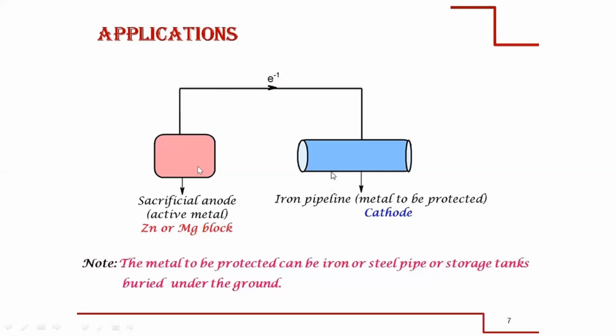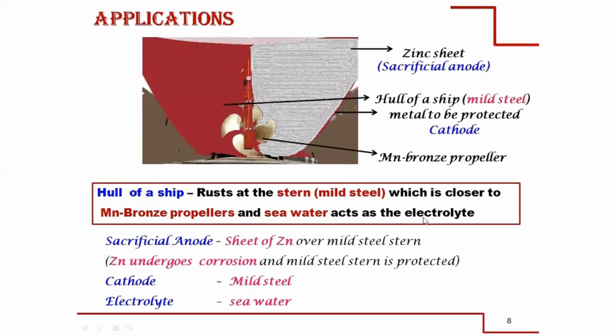So that's why this method is called the sacrificial anodic method. So this was very simple. Now we'll see the practical applications of this sacrificial anodic method. I'll read this line: the hull of a ship rests at the stern, which is made from mild steel, which is closer to the manganese bronze propellers, and seawater acts as the electrolyte.